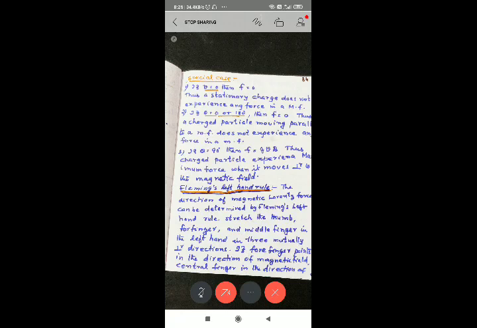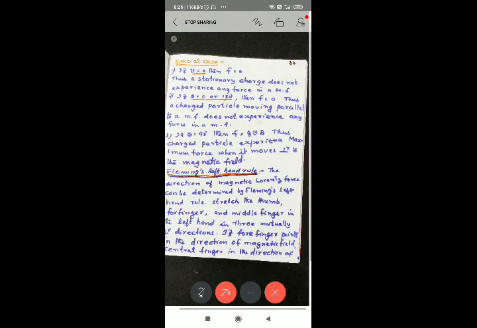So two cases we have studied. If the charged particle is at rest, it will not experience any force. If the charged particle is moving in the direction of the field or opposite direction of the field, then also it will not experience any force. Two cases we have discussed. But the third case is different.